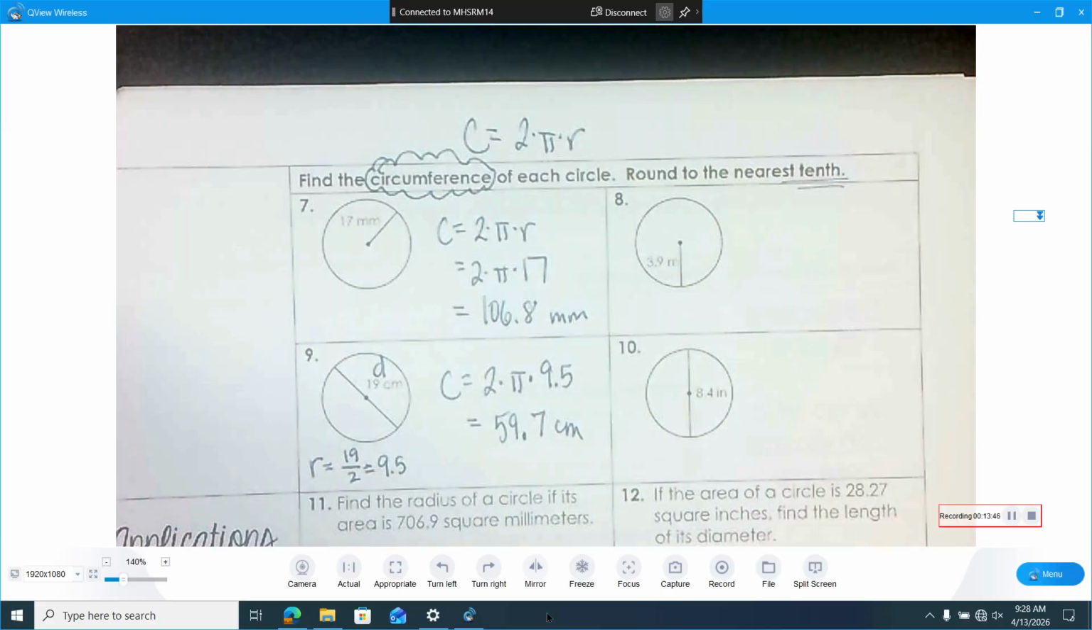59.7 centimeters. Excellent, excellent. Okay, do you guys have any questions on circumference? Super easy, right? Love formulas. Formulas make life so easy. Okay.